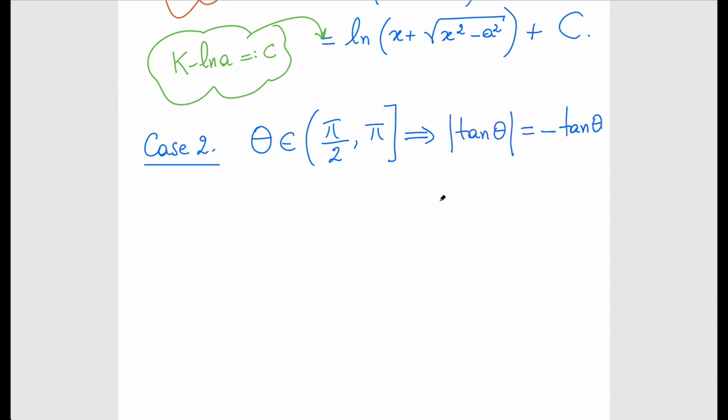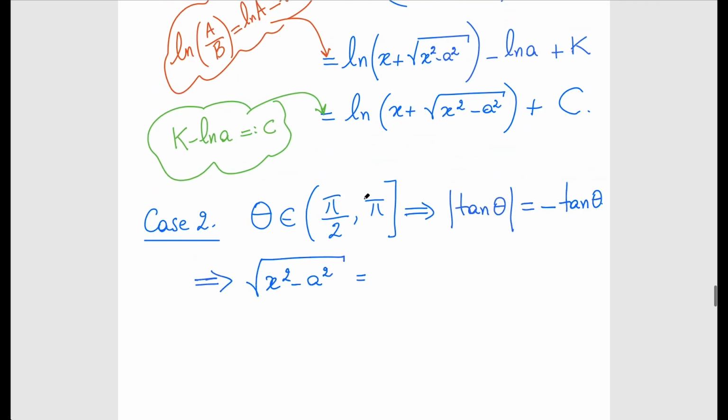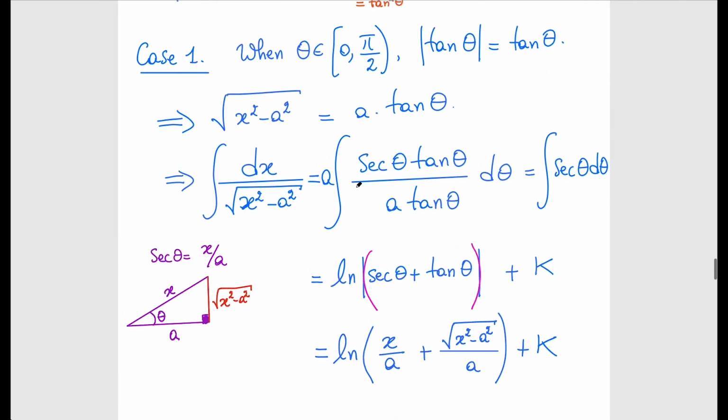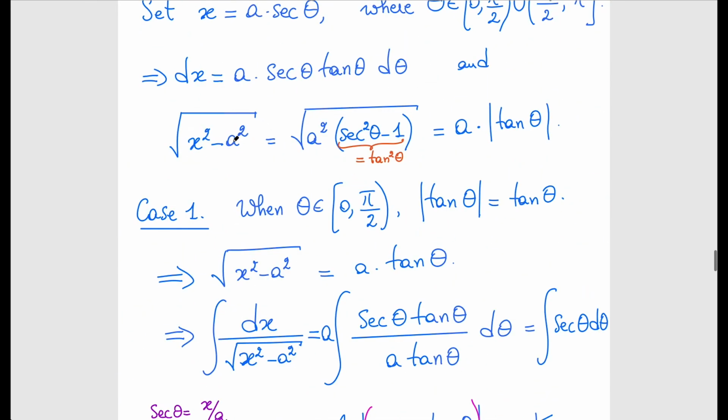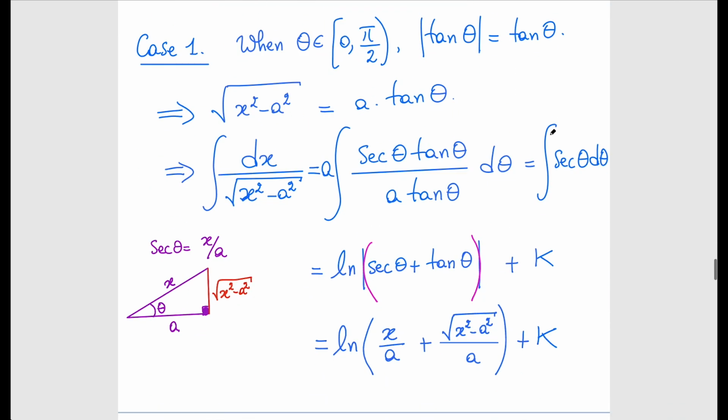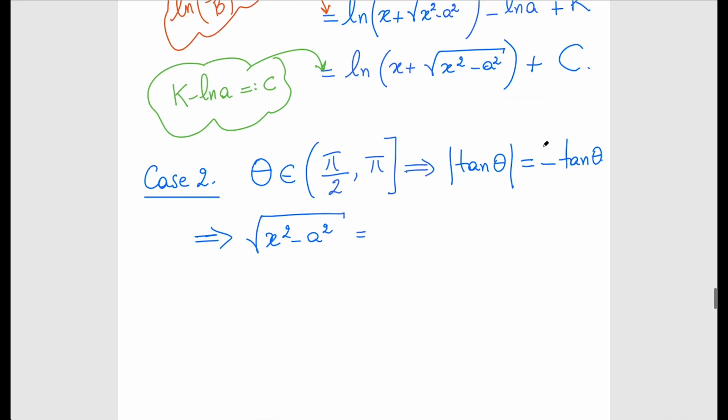Okay, so what can you say then about that square root of x squared minus a squared? What can you say about this then? Well, what used to be that? Square root of x squared minus a squared, it used to be a times the absolute value of tangent, and in case 2, the absolute value of tangent is negative tangent. So this becomes a times negative tangent theta, right? That is to say minus a tangent theta. Correct?